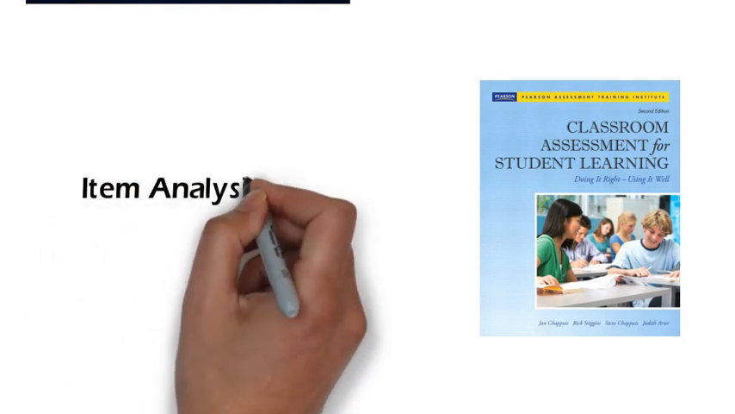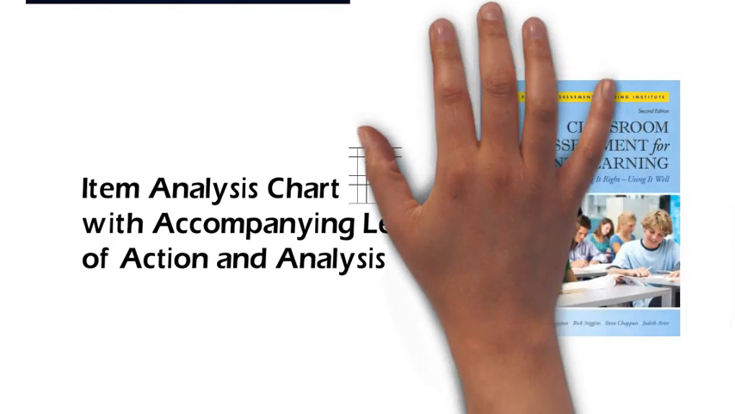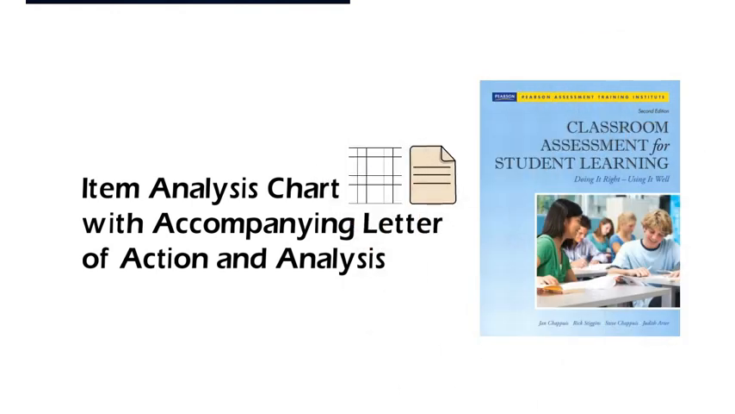For a third idea, try an item analysis chart with a letter of reflection. Really, it's a letter of action and analysis. This idea is based on the item analysis chart described in their book, Classroom Assessment for Student Learning, Doing It Right, Using It Well, 2007 and 2013, by Rick Stiggins, Jan Chappuis, Steve Chappuis, Judy Arter, and others at Assessment Training Institute.